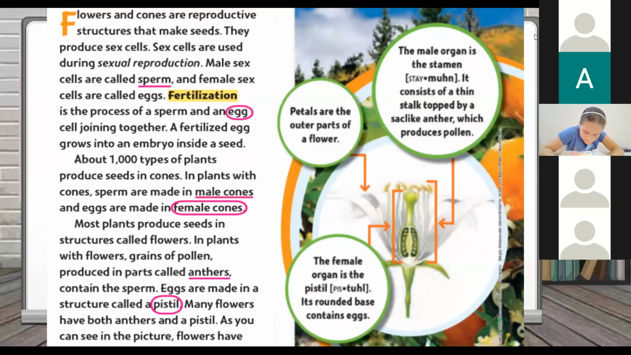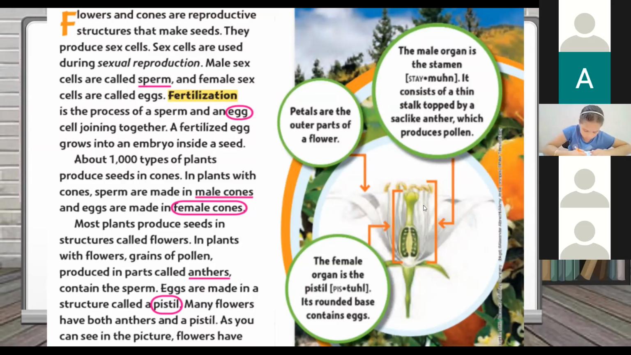So fertilization is what? It is the process of a sperm and an egg cell joining together. Excellent. Very good. So when an egg cell and a sperm cell join together, they make a fertilized egg. This fertilized egg will give us a seed. After that, when it grows more and more, it gives us the fruit. Very good.